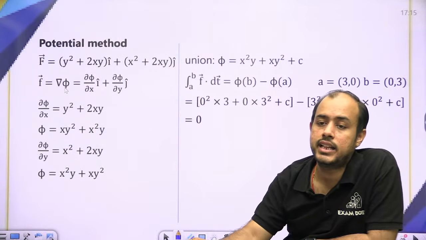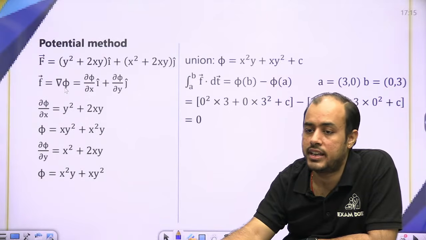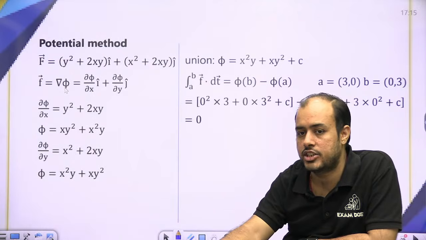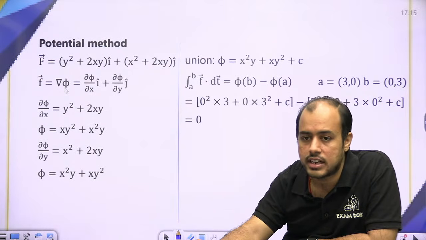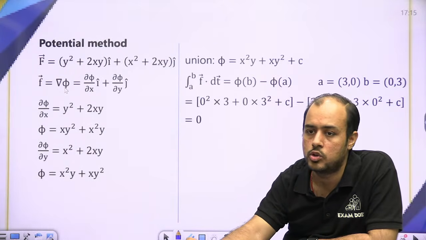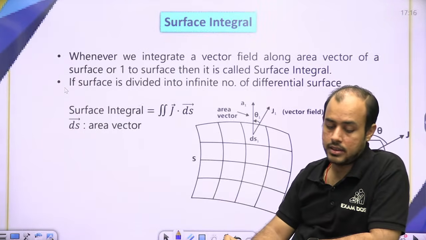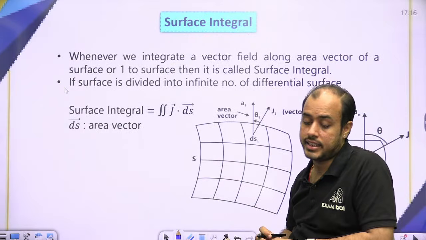हम ये नहीं कह सकते इंटीग्रेशन नॉन जीरो है तो नॉन कंजर्वेटिव ही होगा. No, for non conservative also sometimes the integration may be 0, but for conservative definitely the closed loop integration will be 0. ठीक है. Now, what is surface integration, beta?